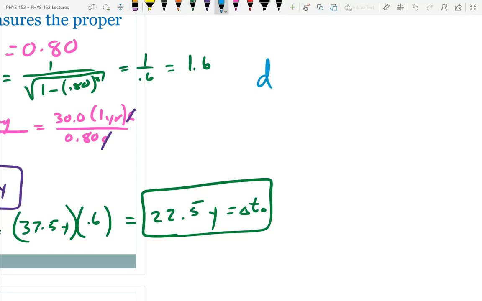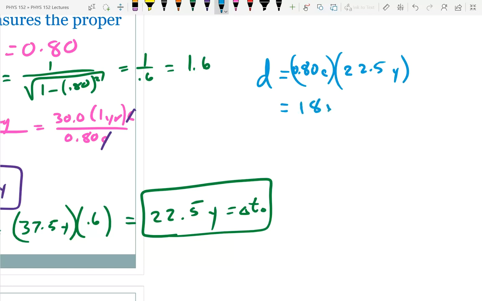So he can calculate the distance in his reference frame as: the distance is equal to the speed, 0.80 c, multiplied by the time, 22.5 years. 22.5 times 0.8 is 18. It says it's only 18 light years away. So he's like, well, of course I can make that 18 light year trip in 22 and a half years because it's going really fast.